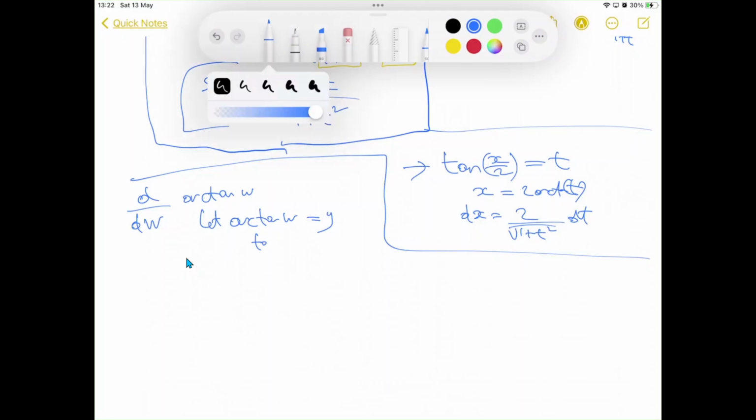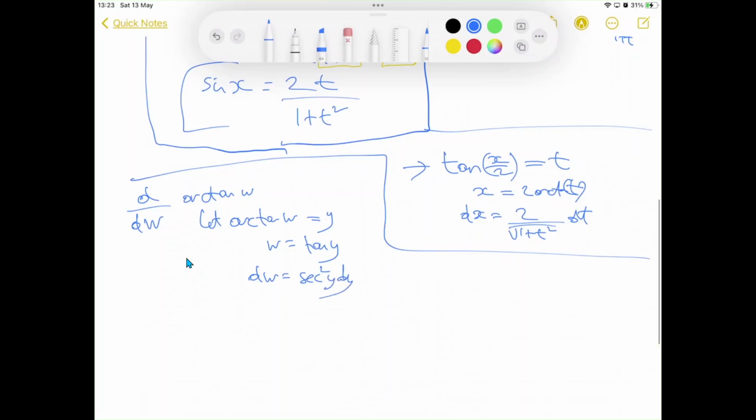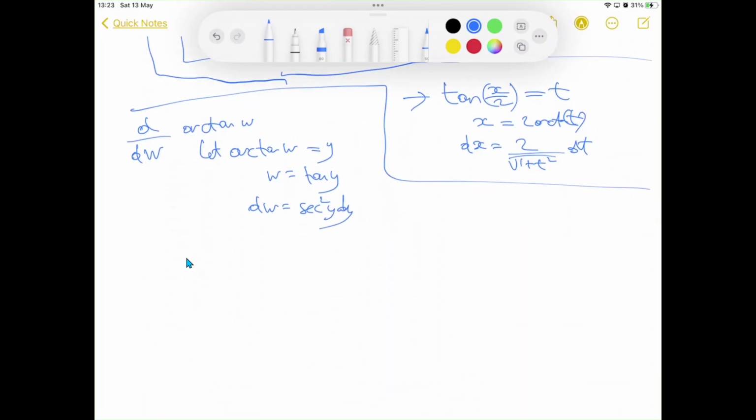Apply tangent to both sides so that w is equal to tangent of y. Implicitly differentiate both sides so that dw equals secant squared y dy, and then what you do is you need dy over dw. So d over dw of arctan of w equals dy over dw, which equals 1 over secant squared y. Basically, what I did was I brought this to the right hand side, and I brought that to the left hand side, and I switched the left and the right with each other.